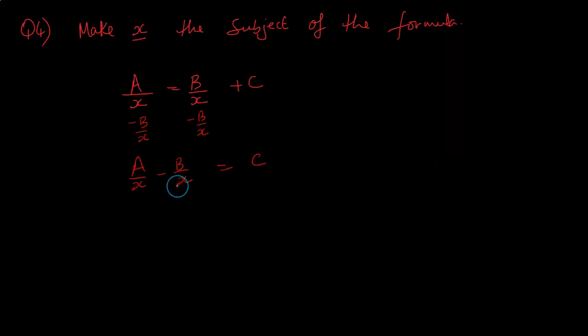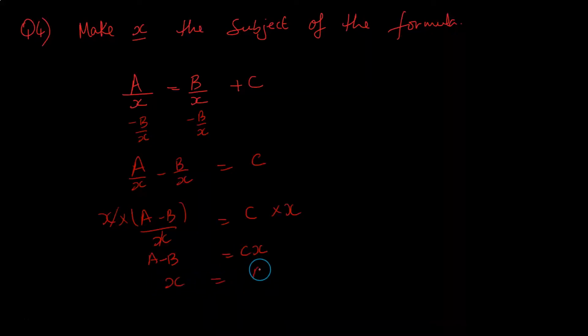You have x as a denominator on both sides, so now you can just do (a minus b) over x equals c. Okay, so I need to get rid of this x, so I need to multiply both sides by x. So obviously this will cancel and that will cancel. Then I have a minus b equals cx. I need to have x on its own, so I need to divide by c on both sides. So now I'll have x equals (a minus b) over c. Okay, and that is question 4 done.